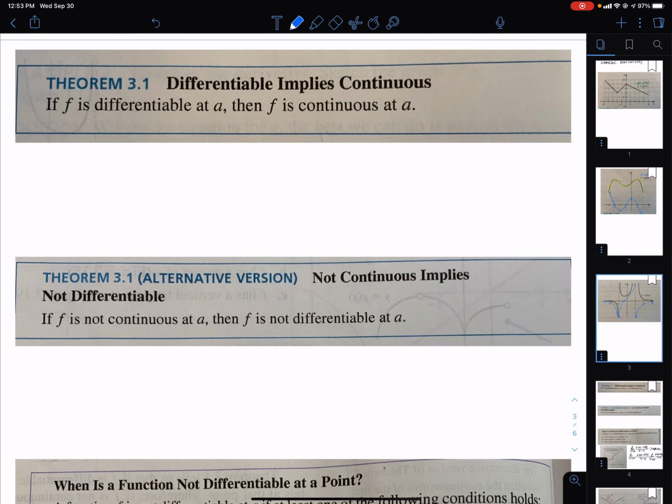So what is going on here? This is a theorem you have to know. If f is differentiable at a point, differentiable means the derivative exists. If the derivative exists at a point, then the function must be continuous. So if that's true, the contrapositive says, if the function is not continuous at a point, then it will not be differentiable at that point, or the derivative will not exist at that point. So not continuous, not differentiable.